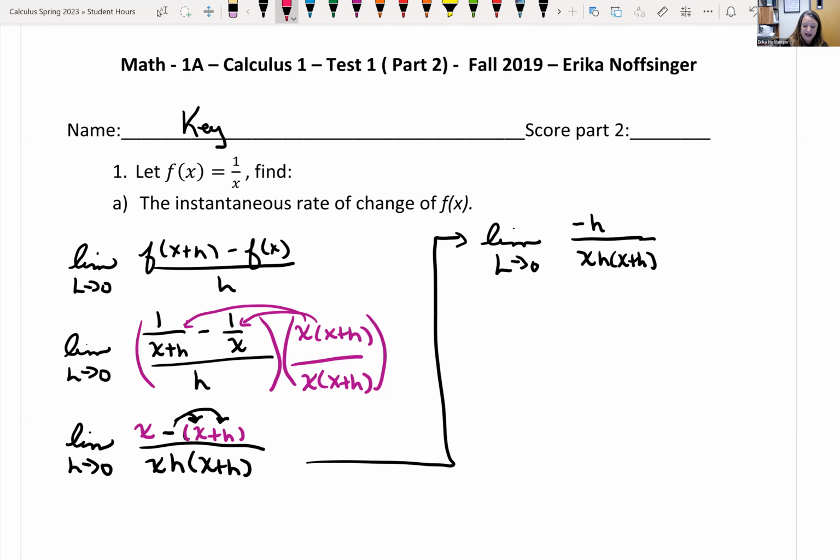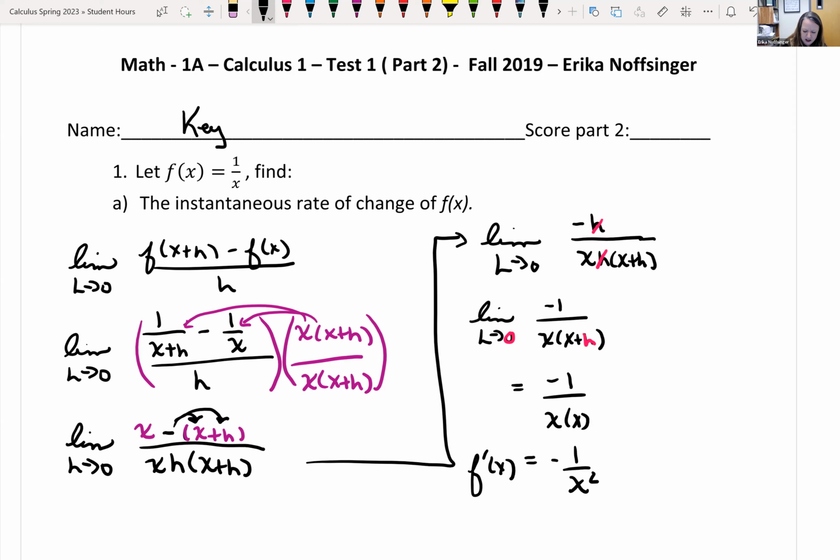Again, if I plugged in 0 for h, I get 0 over 0, but I notice that I have a common factor of h in the numerator and denominator. I can cancel that out, leaving us with a limit as h goes to 0 of negative 1 all over x times x plus h. So now do your direct substitution, plugging in 0 wherever you see an h. We get back negative 1 all over x times x, which is negative 1 over x squared. So that's the instantaneous rate of change, which is also known as our derivative, which we can write as f prime of x.